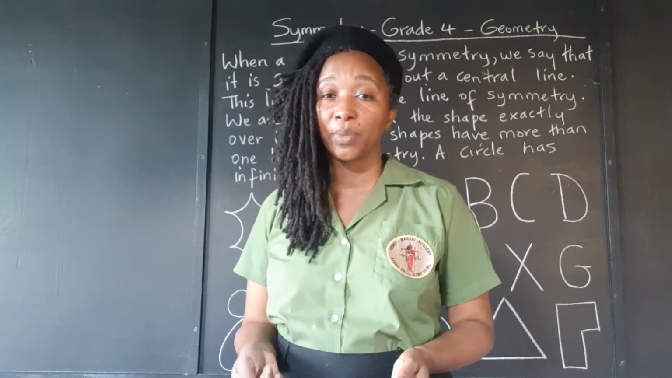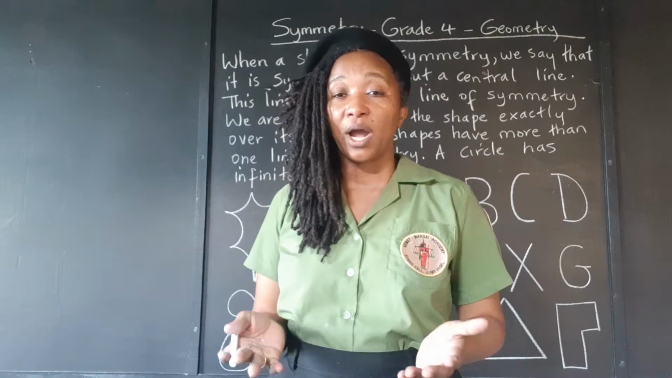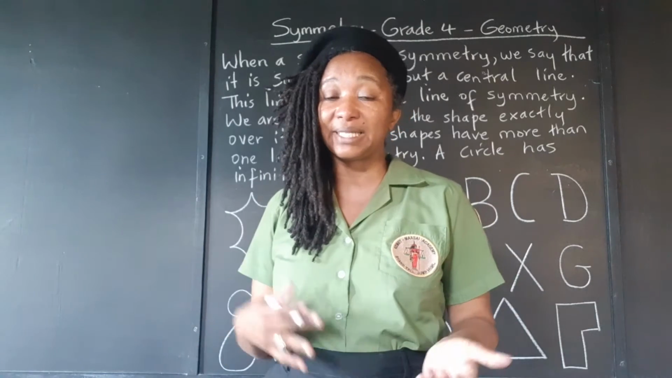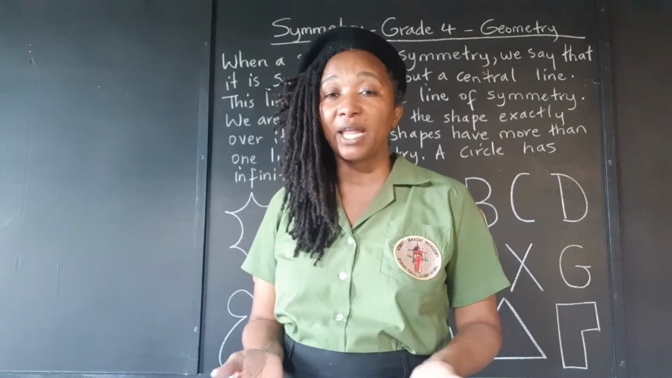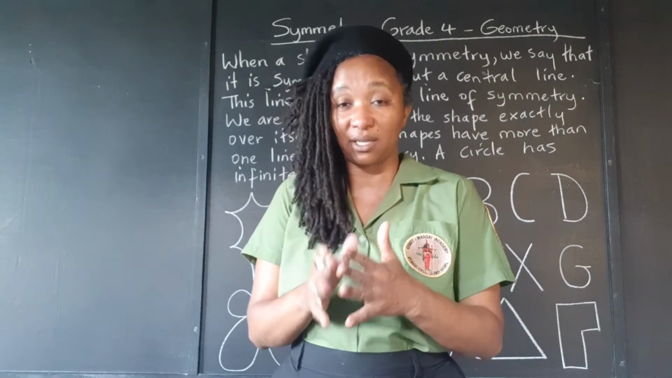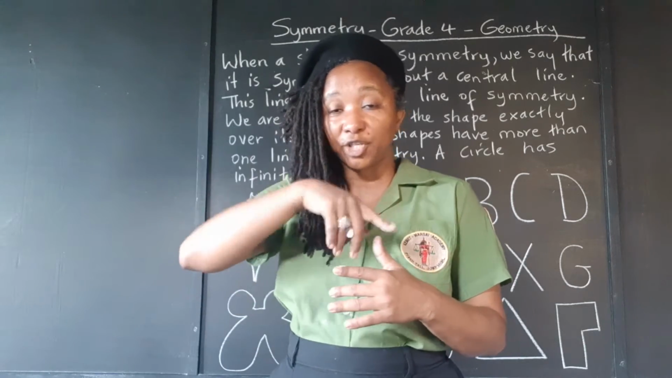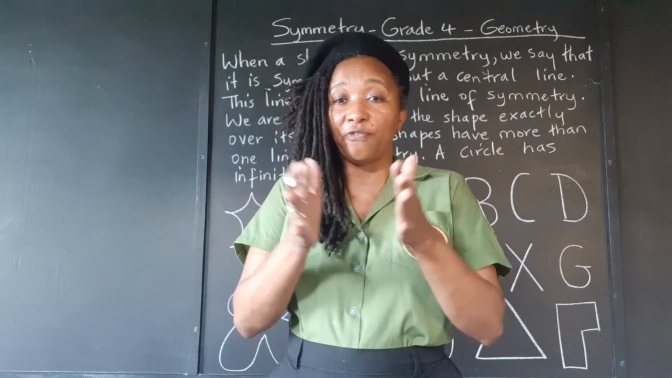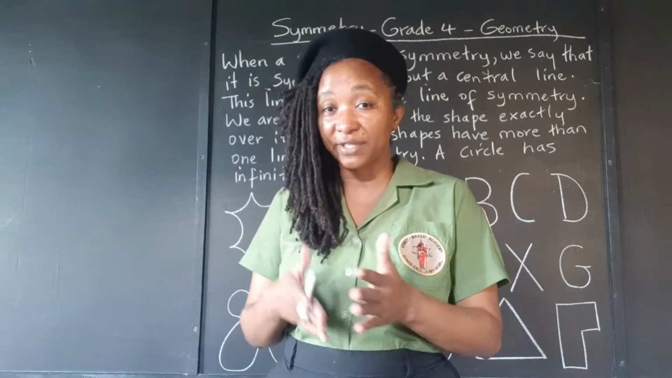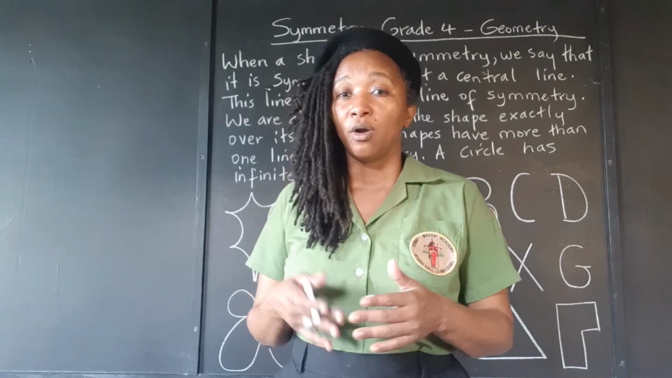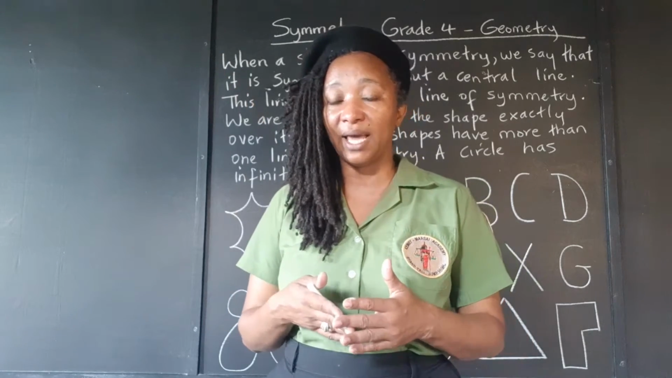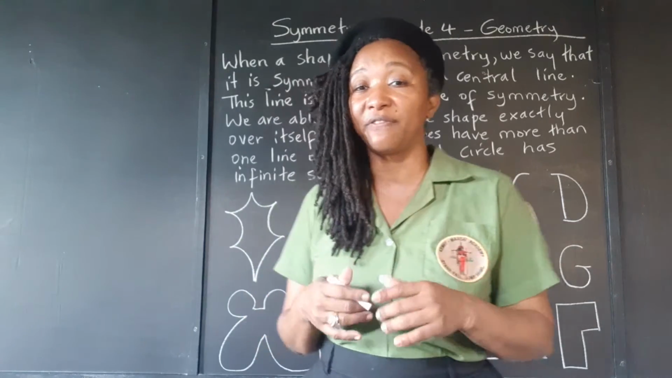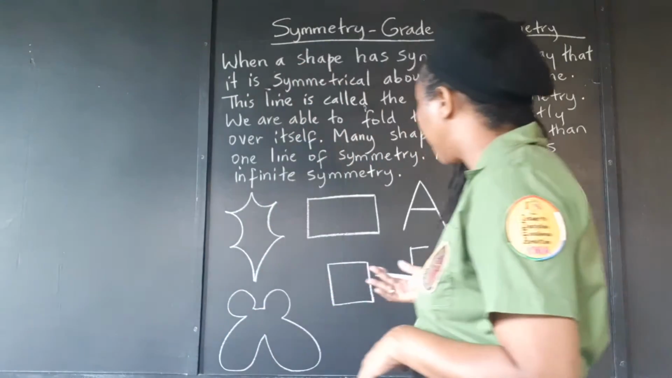So we're saying some shapes we are able to fold over themselves in more than one place, and they will fit exactly over themselves. You won't see any edges coming off or any lines or spaces. Once you fold it along that line of symmetry, or cut it along that line of symmetry, you can fit the two pieces that are formed over each other.